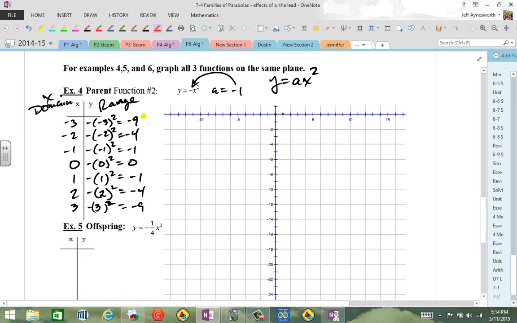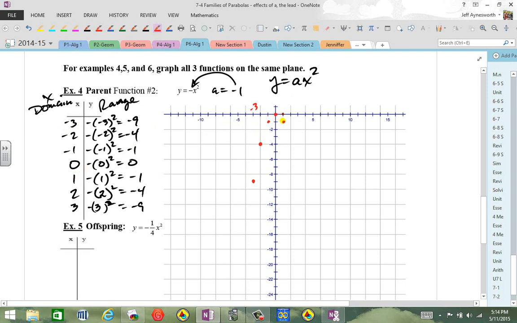So left 3, down 9. So left 3 is negative 3, down 9. 2, 4, 6, 8, 9, right there. Left 2, down 4. Left 1, down 1. 0, 0. Then 1, negative 1. So right 1, down 1.